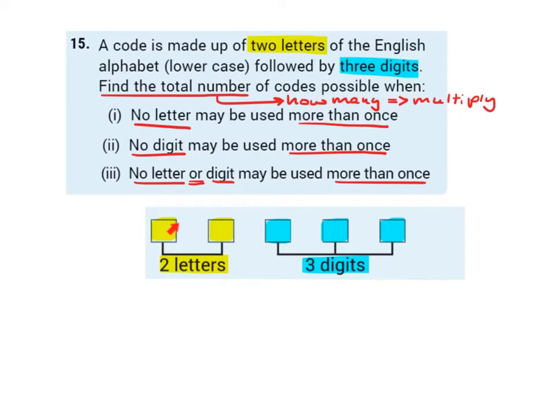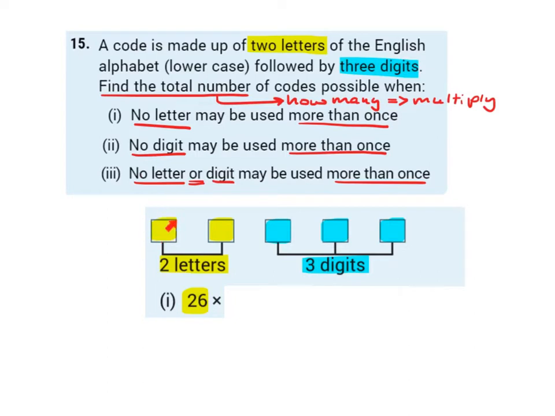So it has 2 letters, so I've done those in yellow, and it has 3 digits, I've done those in blue. So part 1, no letter may be used more than once. So that means no letter may be repeated. So there's 26 letters in total in the alphabet. So we start off with 26. We're asked to find the total number, which means how many, so we're going to multiply.